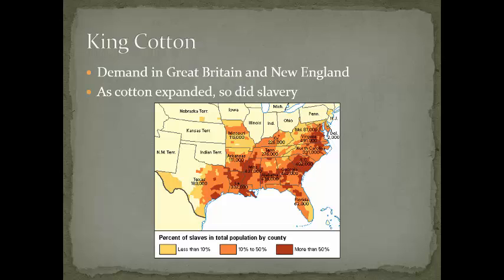But cotton revitalizes slavery, and so we see slaves begin to move from the older established areas to places like Texas and Arkansas and Louisiana. So we see a shift in slavery from the older, more established areas of the South to the deeper South. And you can see there, of course, the darker the region, from the pale yellow, less than 10%, all the way up to the dark orange, more than 50% of those areas were slave populations.